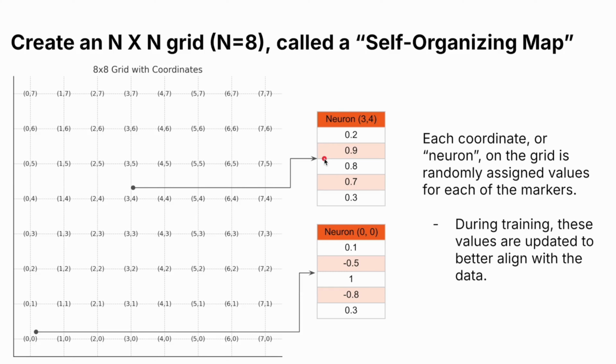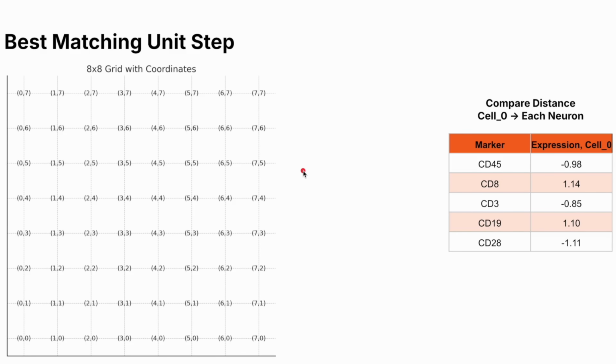We're not going to go through that in exquisite detail here, but we're just going to give you a sense of what's happening. So the first thing that happens is what's called a best matching unit step. If you remember, we had cell 0 through cell 179. We're going to take cell 0. Remember, we've got all the markers here and all the expressions here. And we're going to compare cell 0 to every single neuron across this entire 64-unit grid.